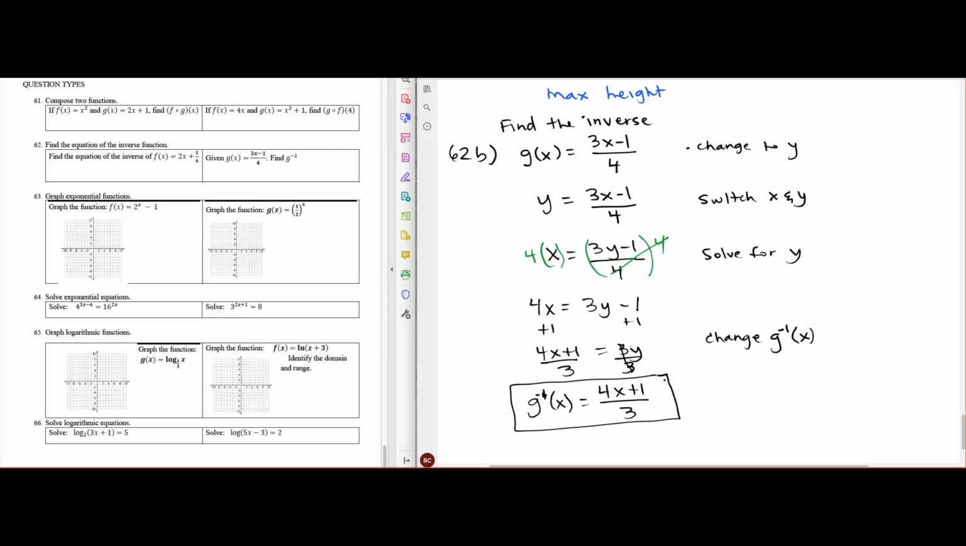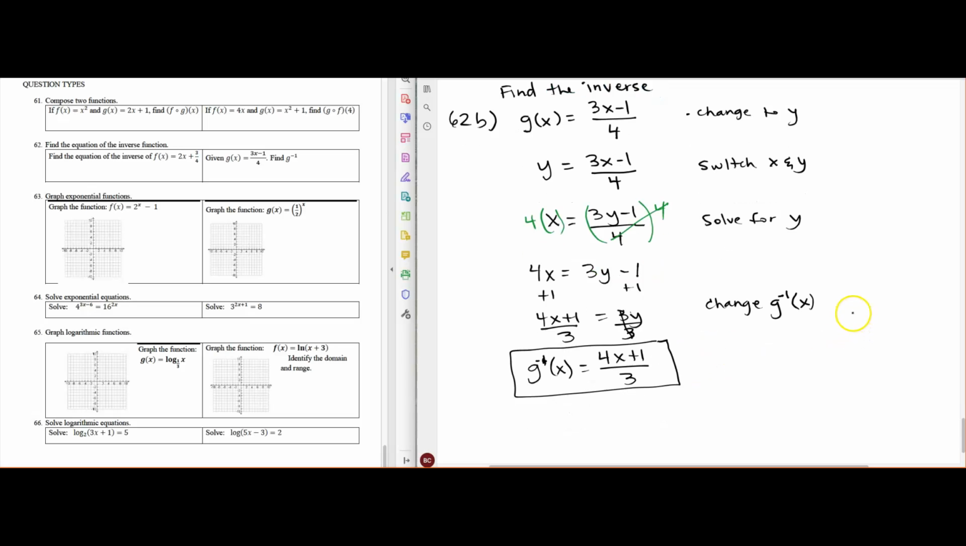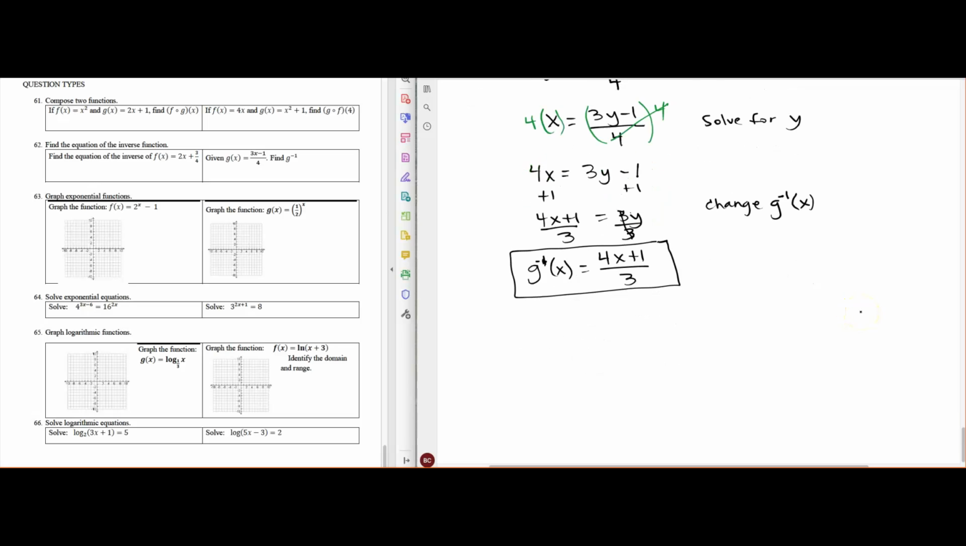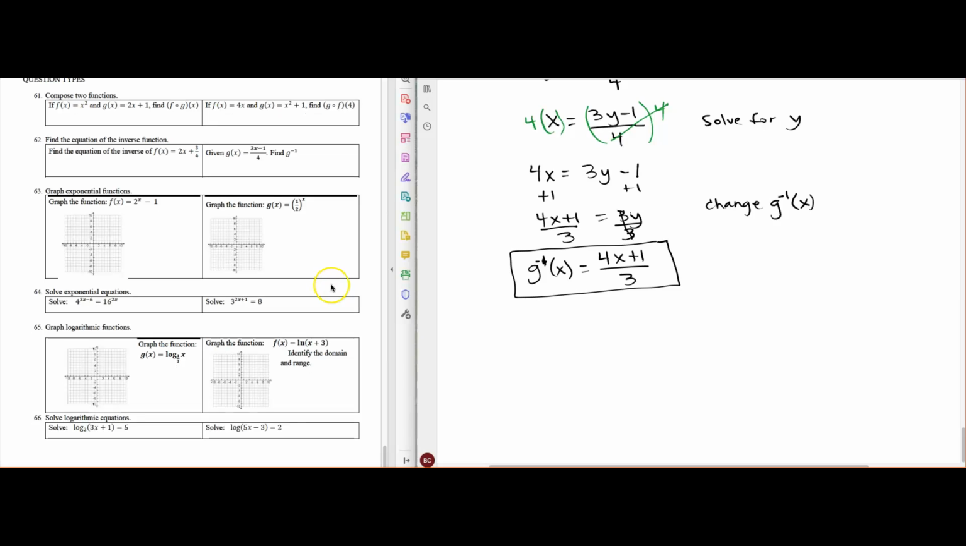So if you know those 4 steps, then you can really do that for any kind of function that they give you. But remember, you can only find inverses for functions that are one-to-one functions, and they won't give you anything that's not a one-to-one function if they're asking you to find the inverse of it. So don't be worried that they're trying to trick you or something like that. They will give you a one-to-one function that you can find the inverse of. Okay.